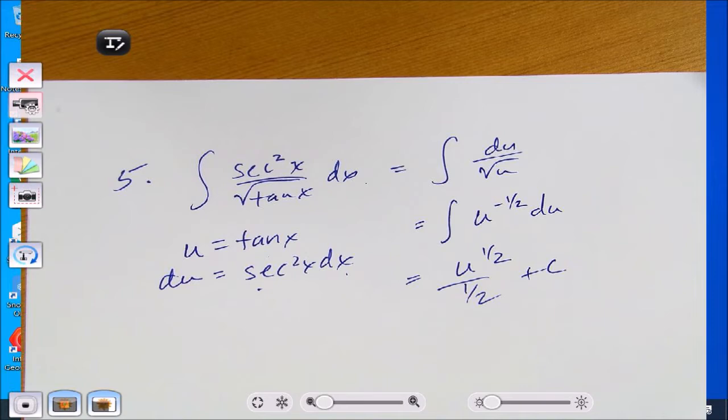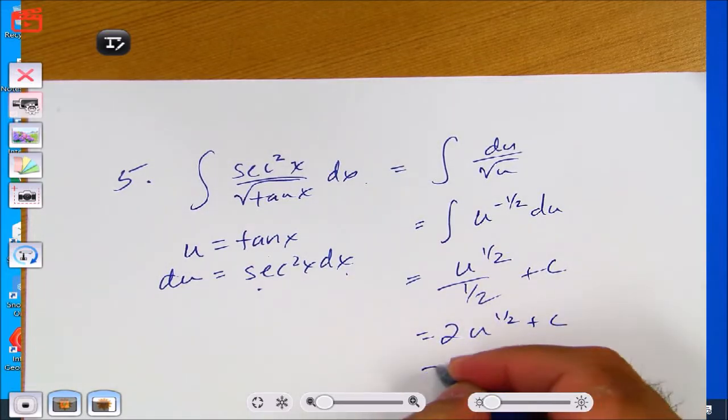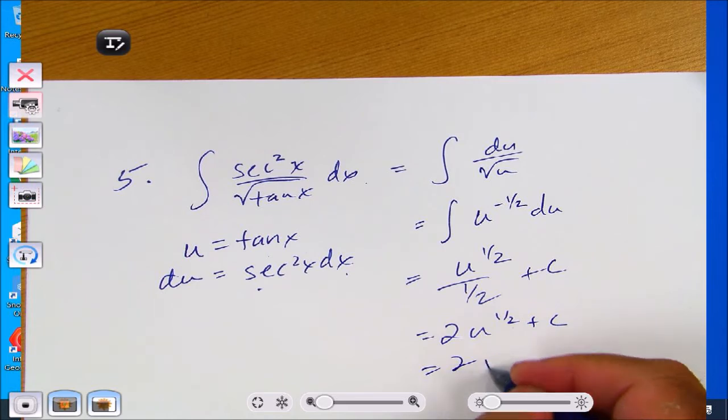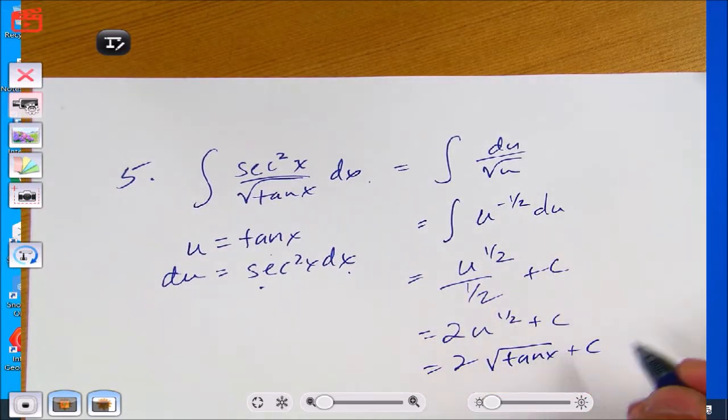I think you have u and du mixed up on the top right. He's good, because tangent was u. So the derivative of tangent is secant squared. Alright, so the 1/2 power is a square root. So I'm going to write the square root of tangent x, plus c.